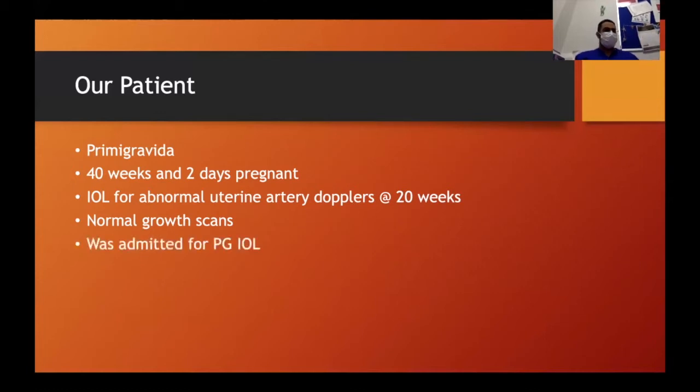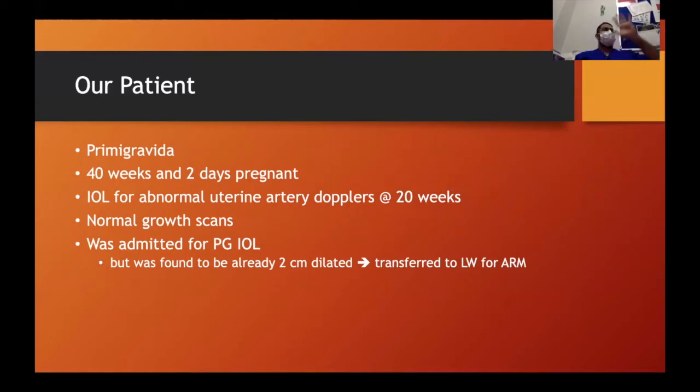Okay, and she was admitted for induction. She didn't actually get prostaglandins because she was found to be already 2 centimeters dilated. So all we did was transfer her to labor ward and we artificially ruptured her membranes. Okay. This is the handover room. That's the handover that we got in the handover room.